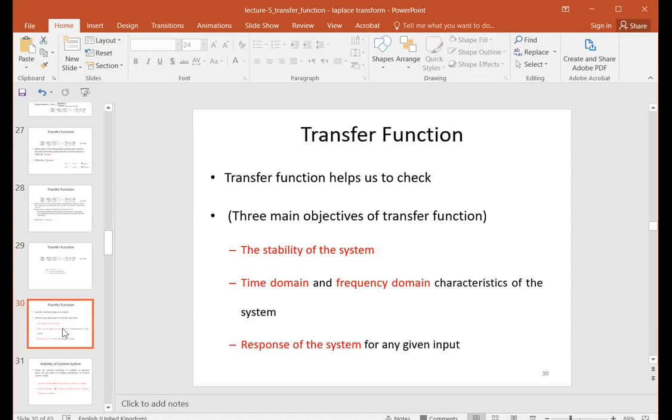So now we can start something, and I will not continue it, just briefly. Once we have a transfer function, we should be able to deal with the stability of the system, whether the system is stable or not. The main objectives of the transfer function are to define stability, the time domain and frequency domain characteristics of the system, and the response of the system for any given input.